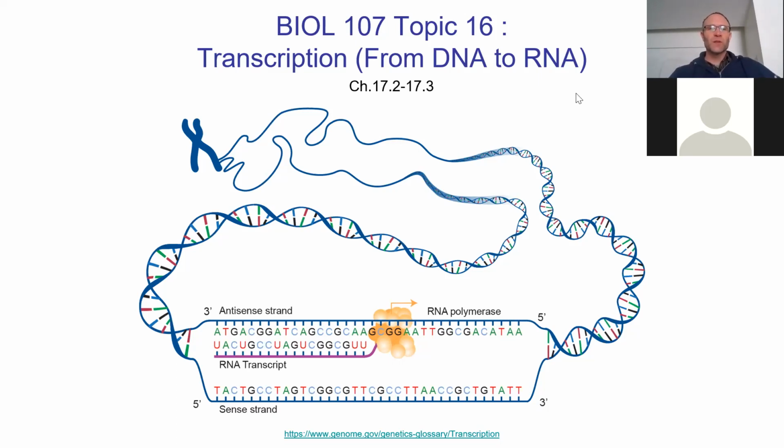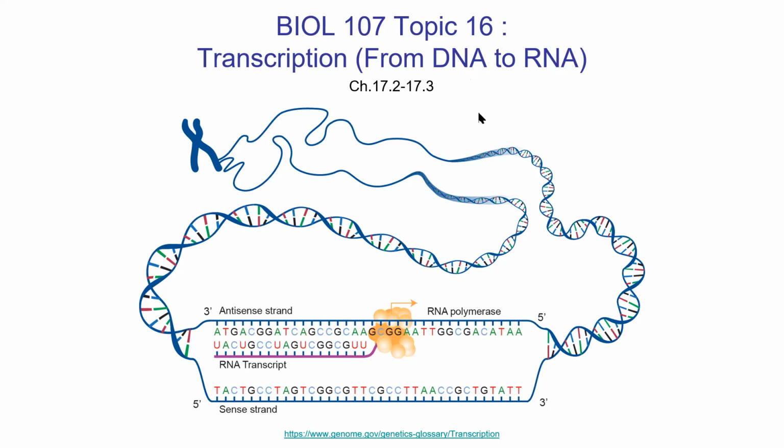Okay, so last week we talked about replication. This week we're going to talk about transcription. Transcription is the process of making RNA using a DNA template. You can see in this diagram right here, we have some transcription going on. We have two strands of DNA and we're making one strand of RNA from this. The enzyme that does this whole process is called RNA polymerase.